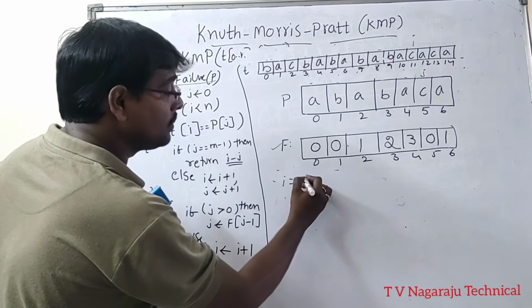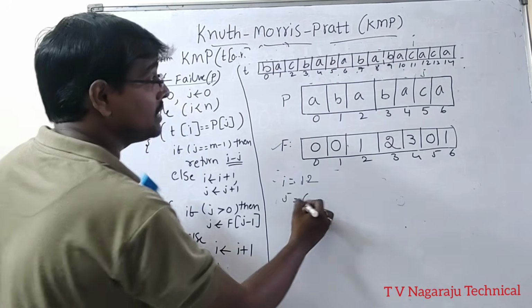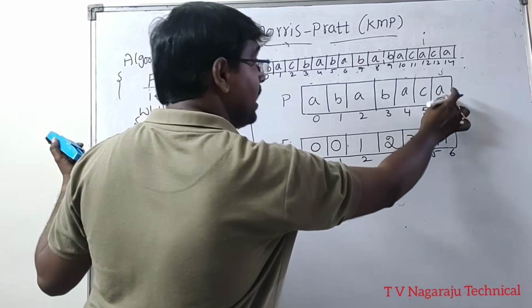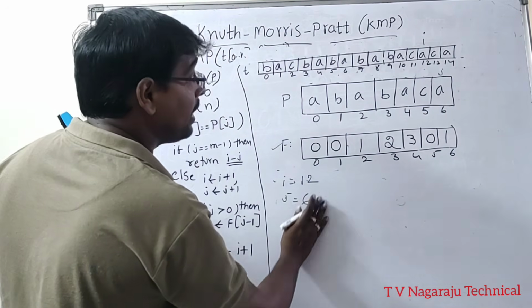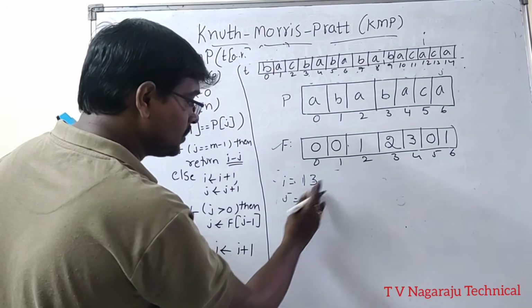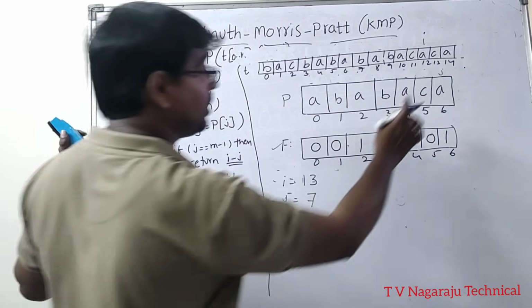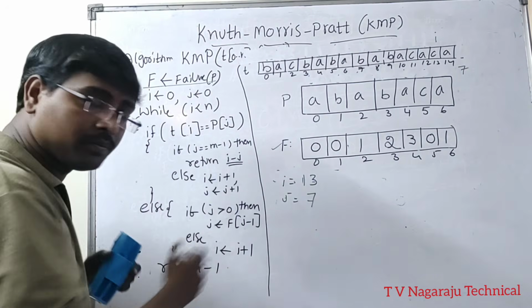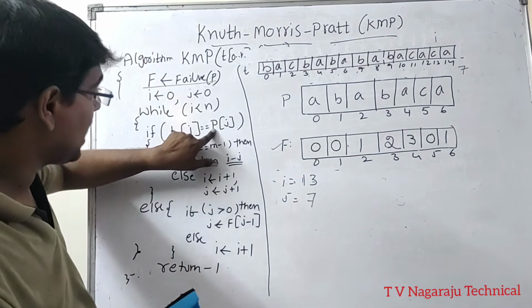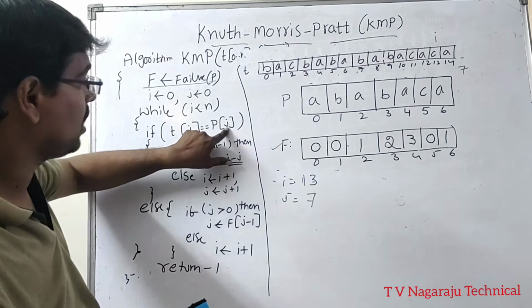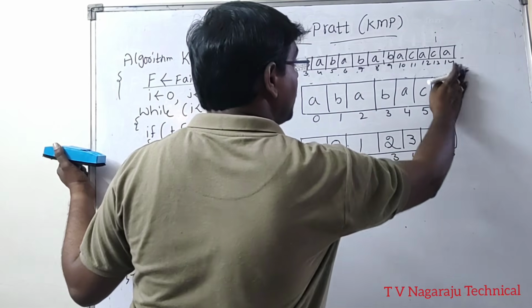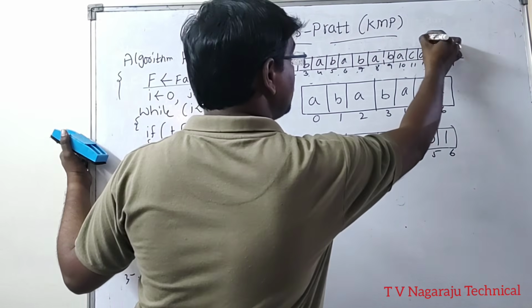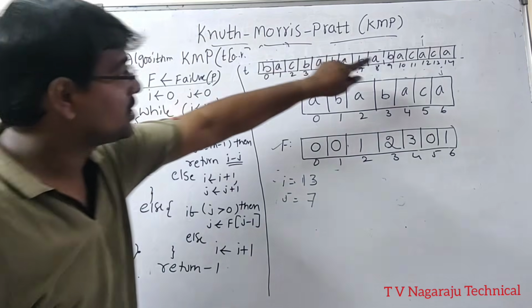Yes. Now I becomes 12, J becomes 6. Now A equal to A. I becomes 13, J becomes 7. So, see this one. Whenever T of I equals P of J, we increment. To be frank, J is at this position and I is at this position.